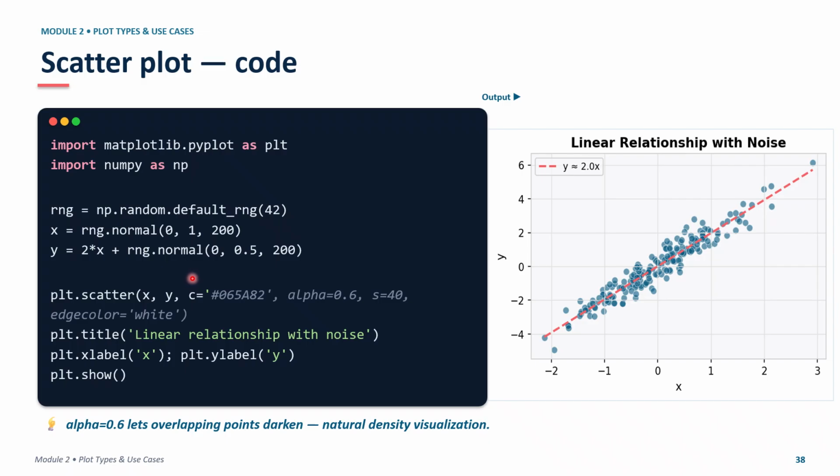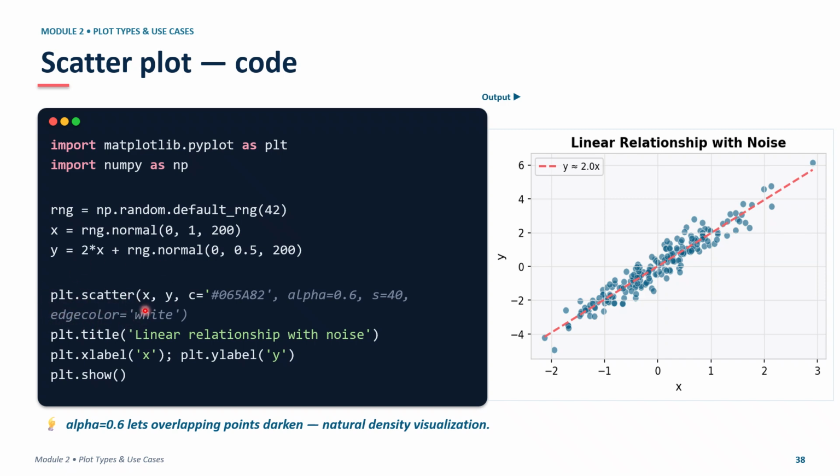So we create strong positive correlation data with two times the x value, the 2x value. And now it is about the scatter. How do you make the scatter plot?